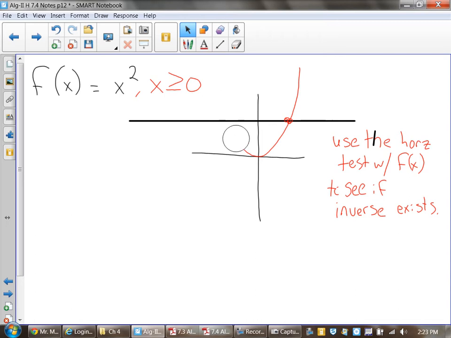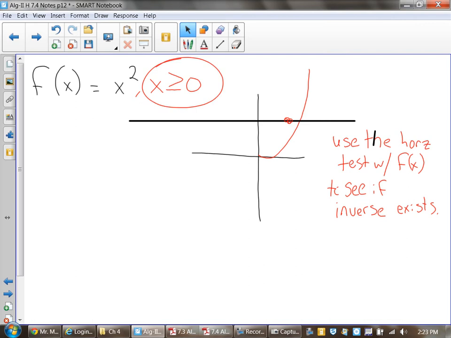So I don't care about the left side of the graph anymore, do I? Oh, so it is a function. Now, does it still pass that horizontal line test? It does pass the horizontal line test. So will f of x equals x squared for all x values greater than 0 have an inverse? Yes, it will, because it gave you some domain to worry about.